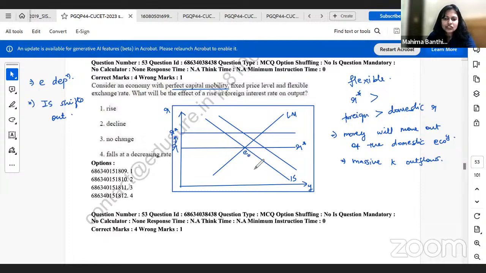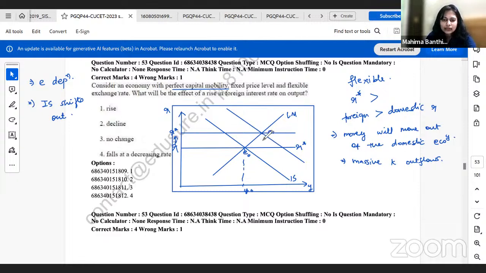Okay, this is the initial E naught and this is the initial Y naught. All right, so the IS curve, if it shifts a little, you see that the domestic interest rate is still lesser than the foreign interest rate. So it's not enough. This will continue till the domestic interest rate comes equal to the foreign interest rate, in which case the capital outflows would stop.